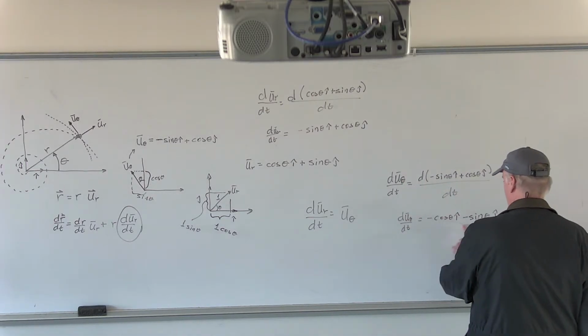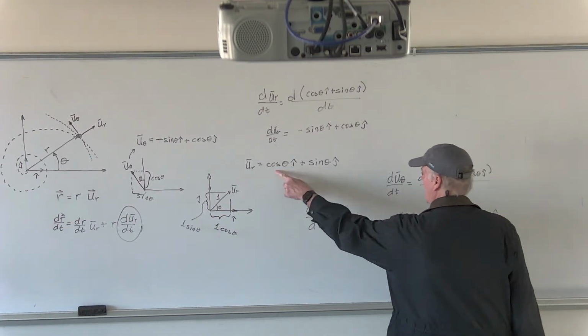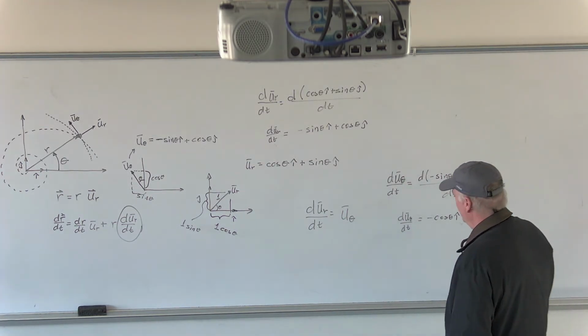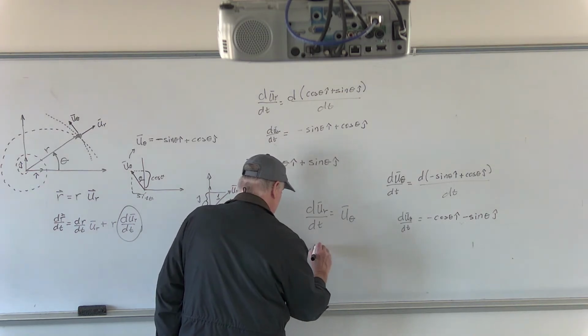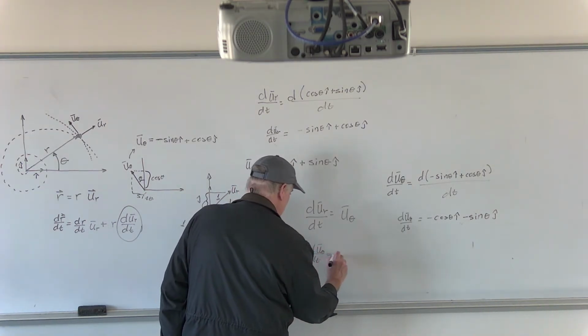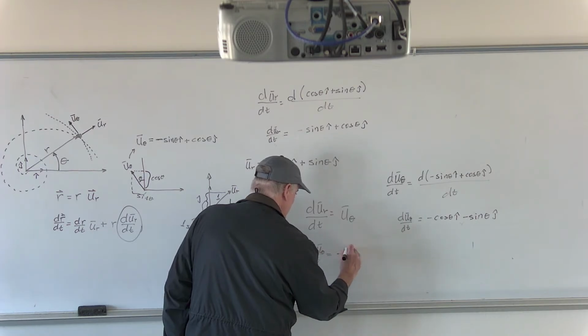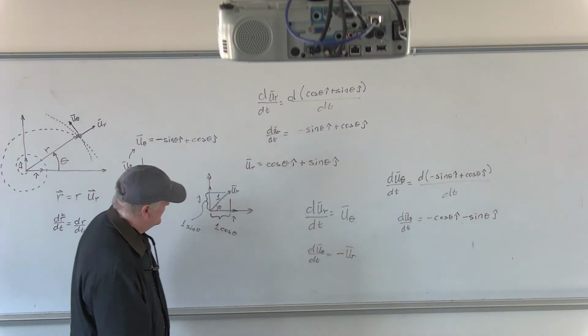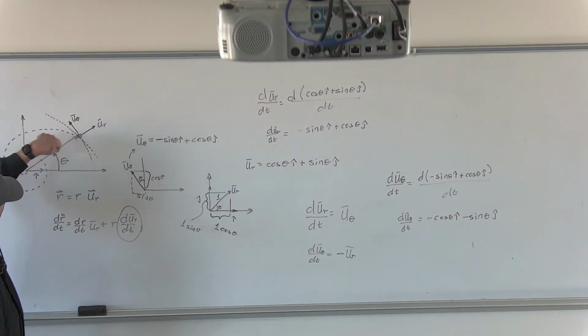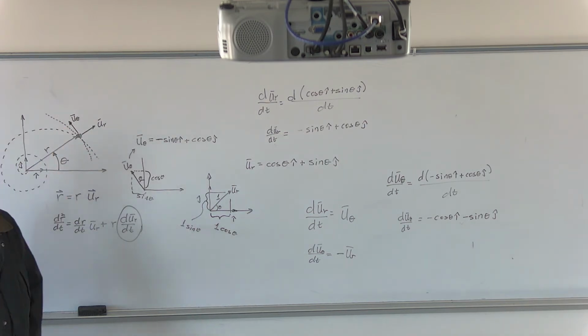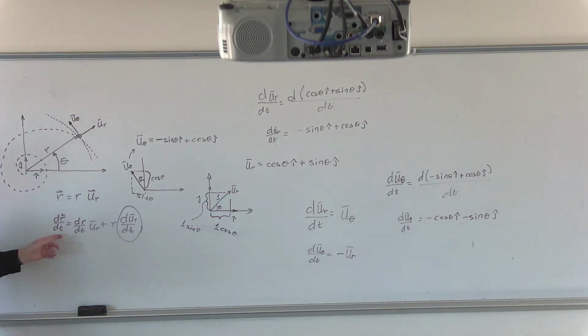Now, stare at this one and stare at that one. And what you find out, if I remember this right, is it just becomes minus UR. And so this vector changing is this way, and this vector changing is that way. Now, we'll use this to derive a set, but we're not doing that part today. That's enough for today. But we'll use those two relationships.